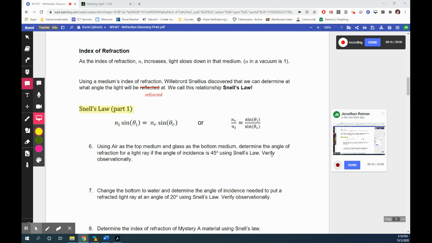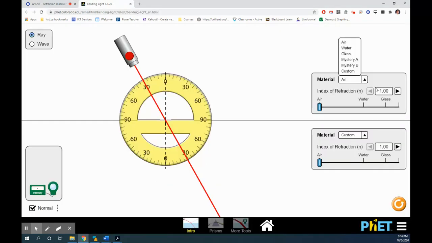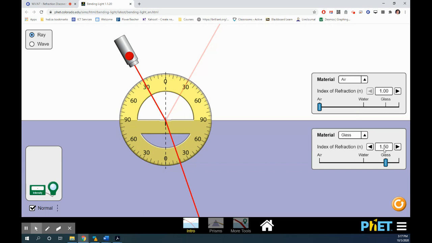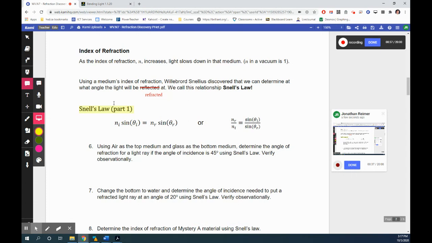We're going to start with Snell's law, and then we're going to verify observationally. And so let's go over here. We need air as the top, glass as the bottom. Okay, air as the top, we're good. Custom, no way. We want glass. Okay, what we need to pay attention to is the index of refraction. In air it is 1, in glass it is 1.5. This is the incident on top. This is refracted on the bottom. And so what we're going to write is this, Snell's law as it applies. Okay, remember it's NR divided by NI.